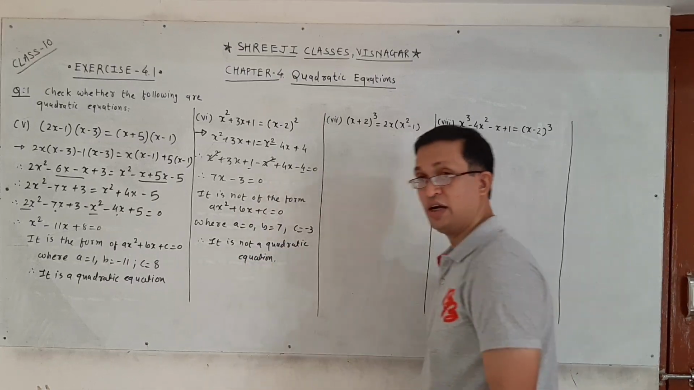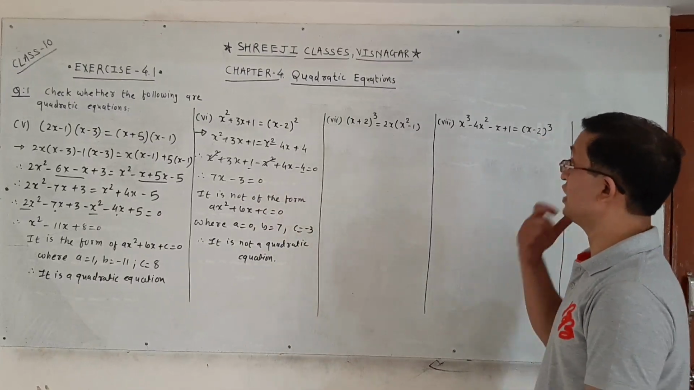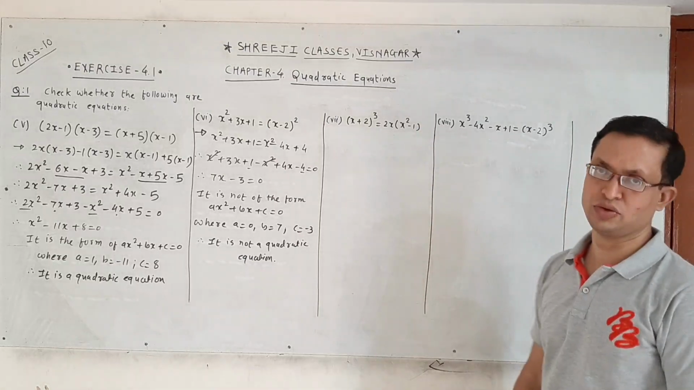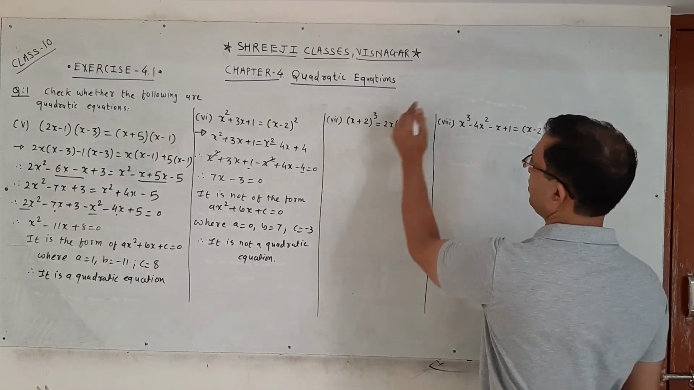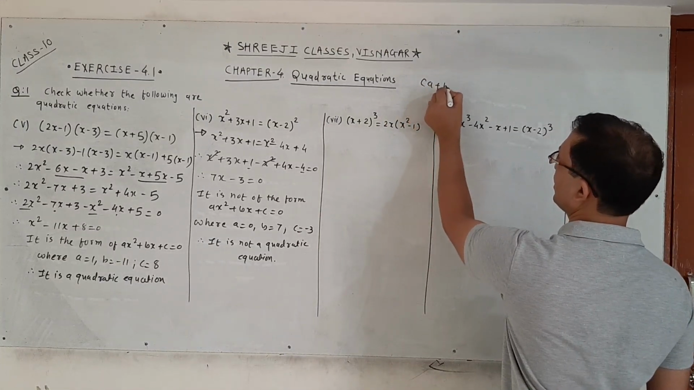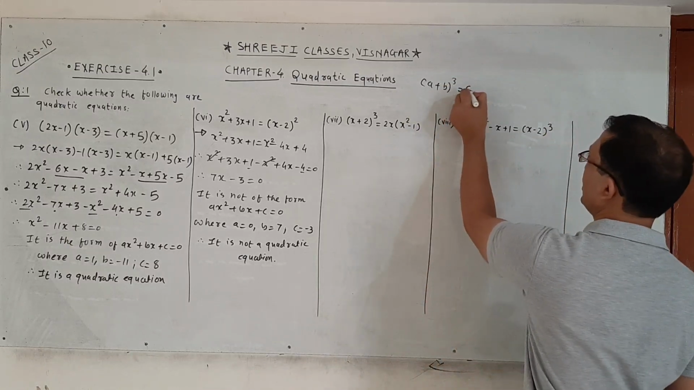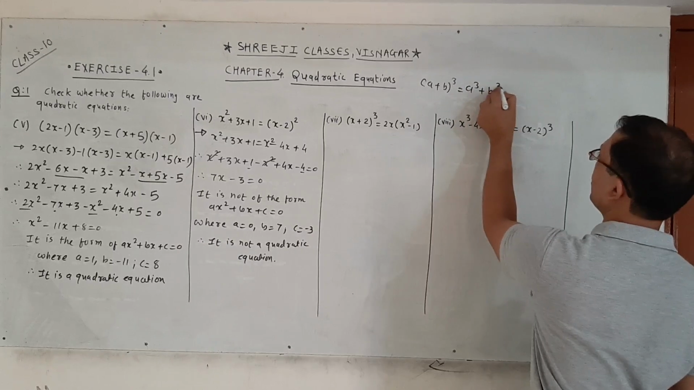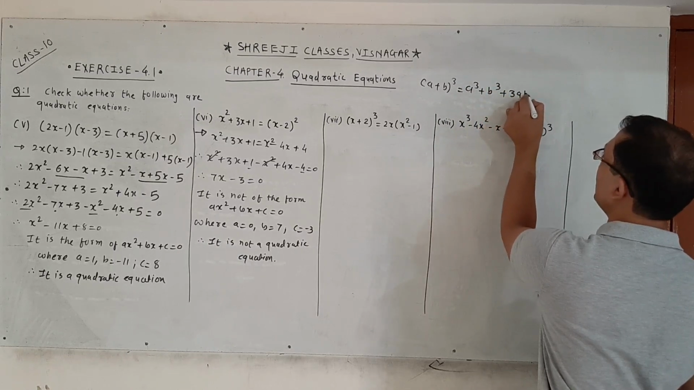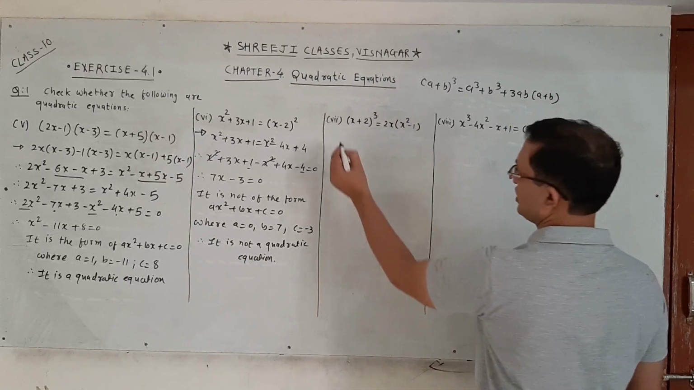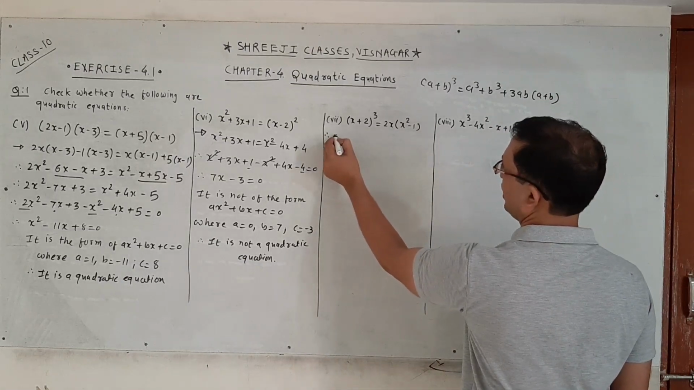Okay, next question. Question number 1, part 3. x plus 2 whole cube is equal to 2x into x square minus 1. First you remember this expansion: a plus b whole cube expansion is equal to a cube plus b cube plus 3ab into bracket a plus b. Okay, first we simplify this bracket.